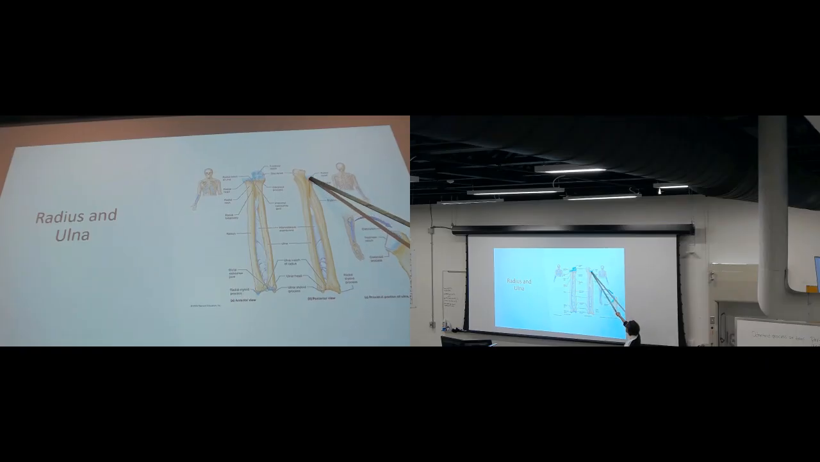And then here we have the head of the radius, and then this is the olecranon process of the ulna, the coronoid process here, the trochlea, and then you have this proximal radio-ulnar joint, while here you have the distal radio-ulnar joint. If you see laterally the ulna, the proximal portion, this is the trochlear notch.